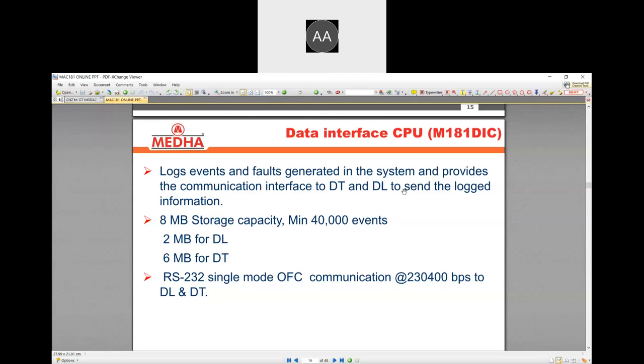And the communication between the DT and DIC, that is the diagnostic terminal and data interface CPU, is through OFC, and 230-400 bps is the speed of the system.